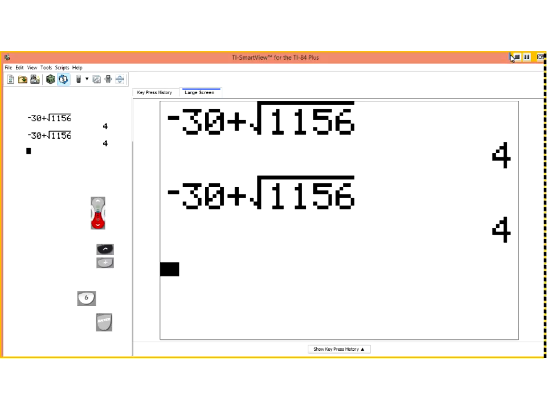All right. Let's see. Well, maybe I can figure it out. Okay, so minus 30 plus the square root of 1156 is 4. So that must mean that the square root of 1156 is, okay, never mind, I found a calculator.